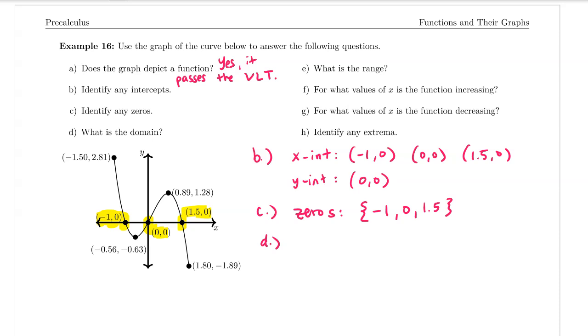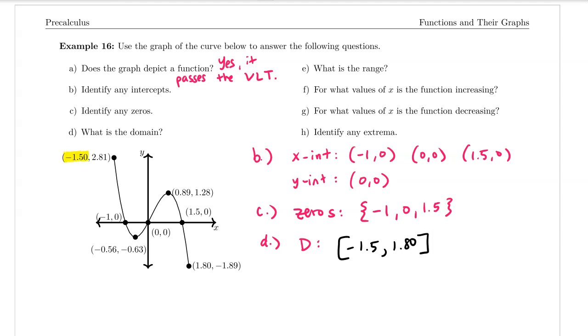Let's go ahead and talk about the domain now for part D. Notice that this is a continuous function, and all that means is that if you draw your graph of your function, you don't need to pick up your pen or pencil to draw it in its completeness. And in other words, that means that there's no breaks when you're drawing the graph. So what that means is our domain is going to be a single interval, and it will go from -1.5 to 1.8, because those are the x values.